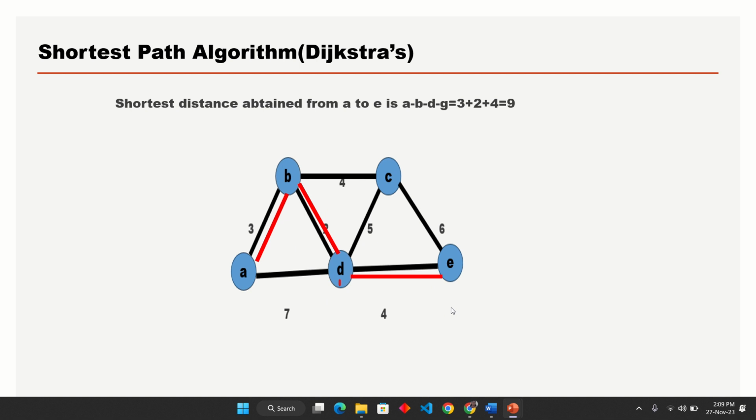So this is the procedure of Dijkstra algorithm to find the shortest path from the source vertex to the destination vertex.